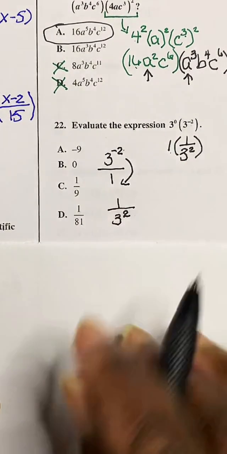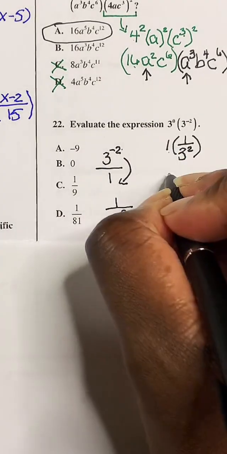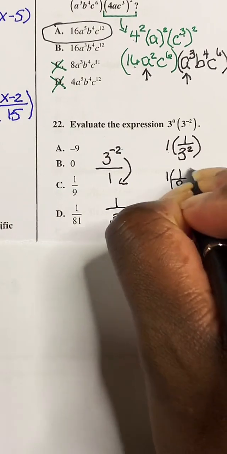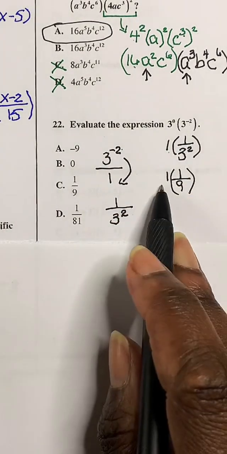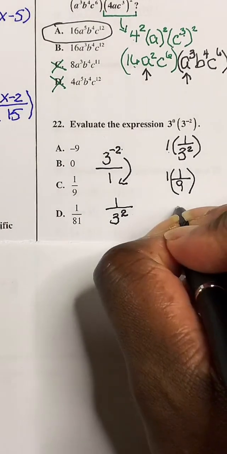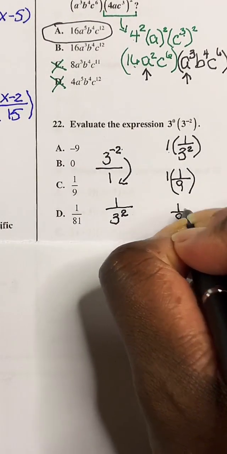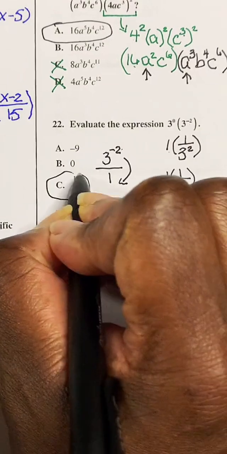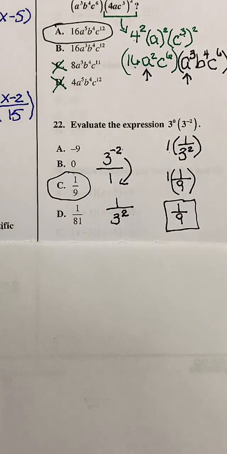Now, 3 squared gives me 9. And we all know 1 times anything is itself. So my answer is going to be C. Okay. All right. You knew it?